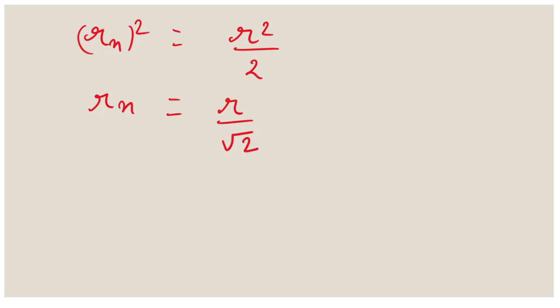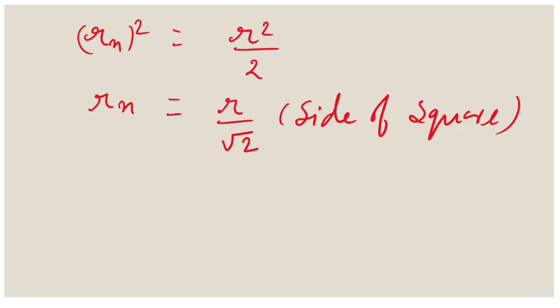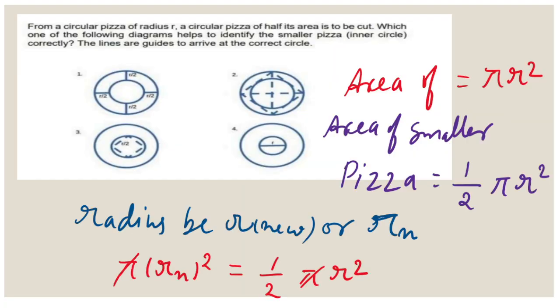So it is like looking like a side of square, correct? So if we see diagram 2, you can see the inner circle is inscribable in a square form, correct? So that navigate the ratio 1 by root 2. So the option 2 is the correct option.